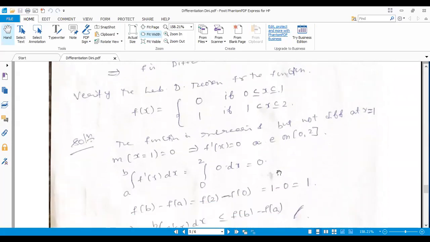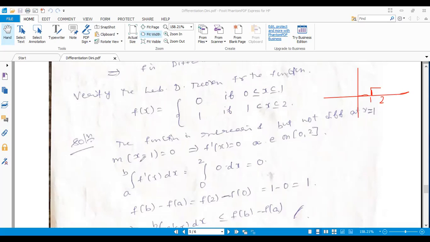Now, one simple example for this: verify the Lebesgue differentiation theorem for the function f of x equal to 0 if x lies between 0 and 1, and 1 if x lies between 1 and 2. On 0 to 1, it is 0. And on 1 to 2, if you observe, it is increasing. Also at that particular point 1, it is not differentiable, because the curve is not continuous at x equal to 1. Is it correct? This is the thing you must observe if you are given such a problem.